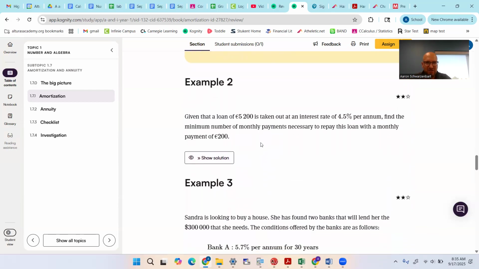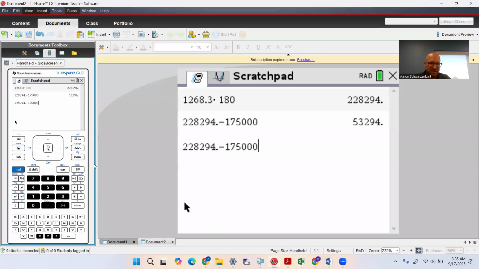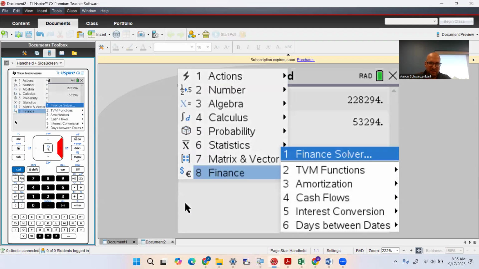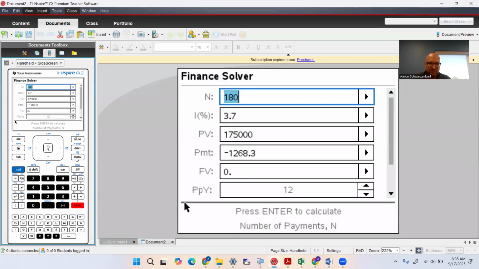Okay, given a loan of 5,200 euros is taken out at an interest rate of 4.5% per annum. Find the minimum number of monthly payments to repay the loan with a monthly payment of 200 euros. So again, I go back to my financial calculator. That's menu, finance, financial solver.